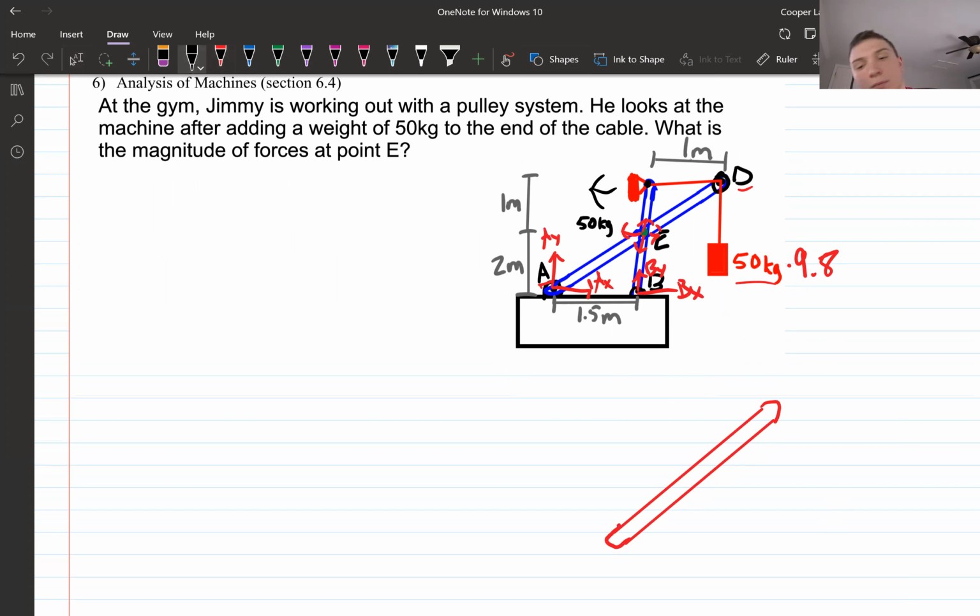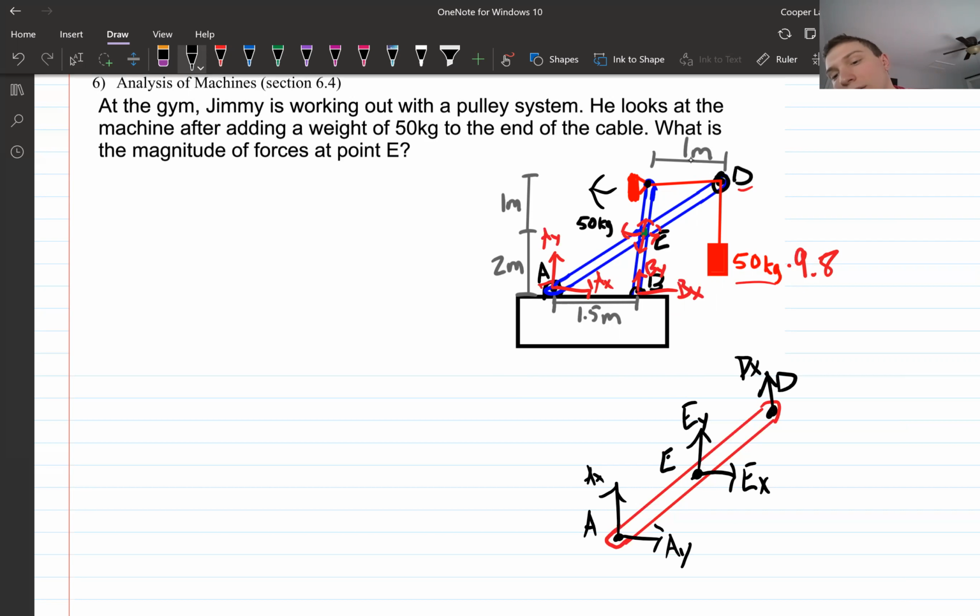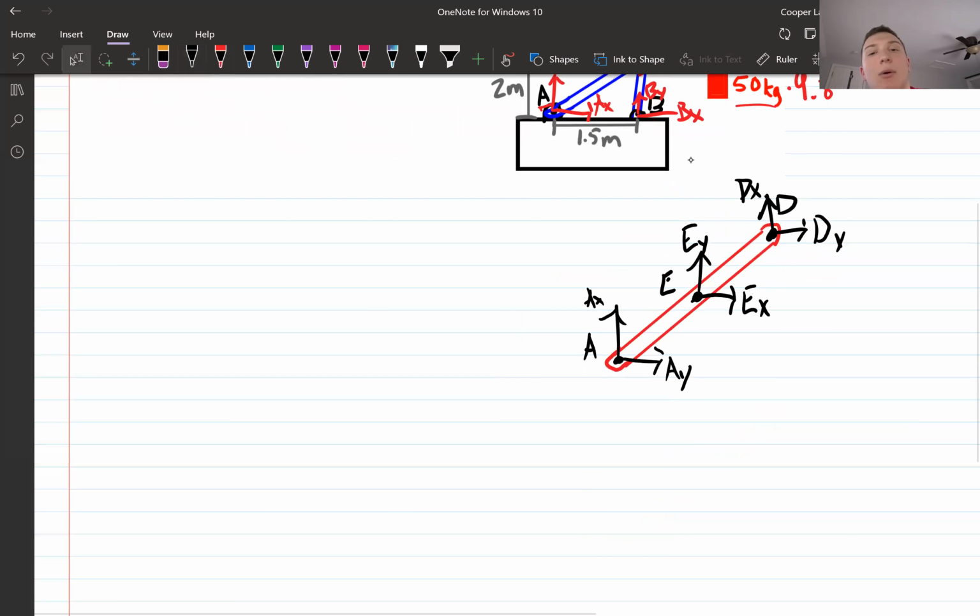Now here we have point A, point D, and point E. Here we're also going to have A sub X, A sub Y, E sub Y, E sub X, and up here we're going to have D sub X and D sub Y. We're now going to also draw out our other shape, just so that we can compare.